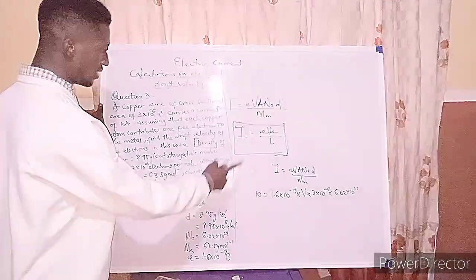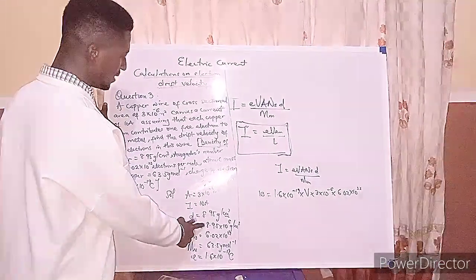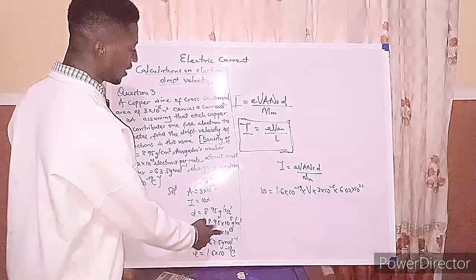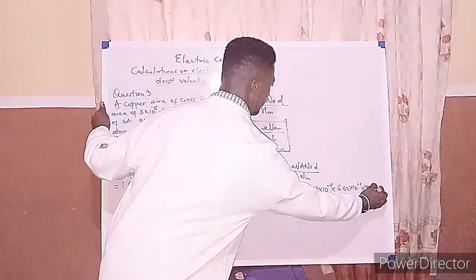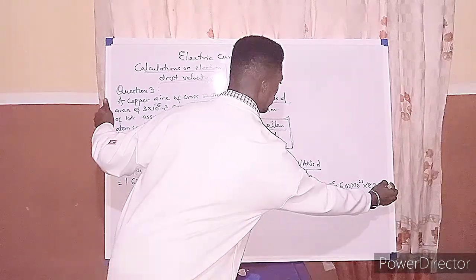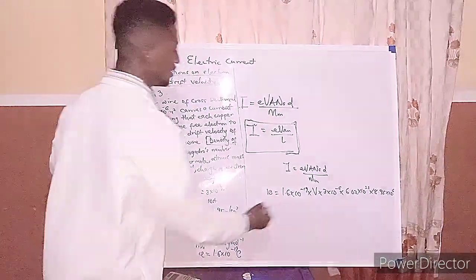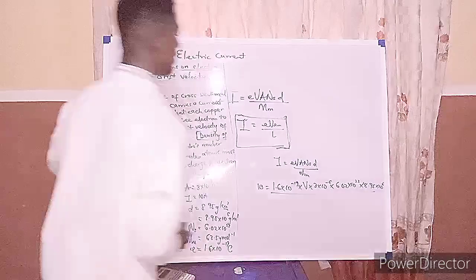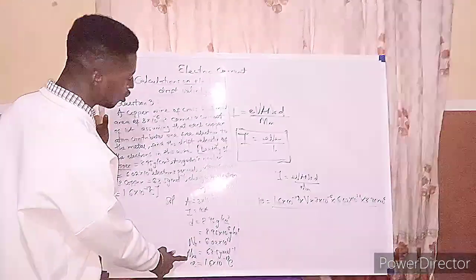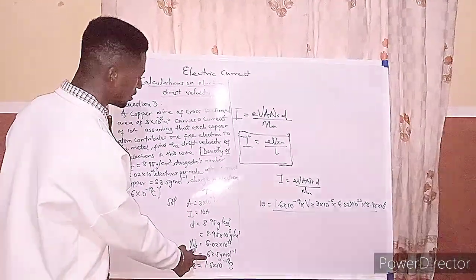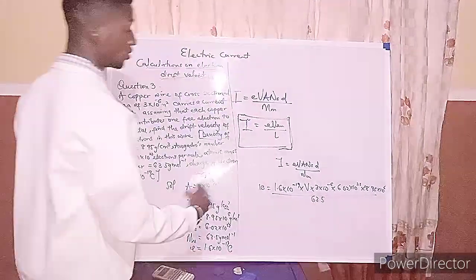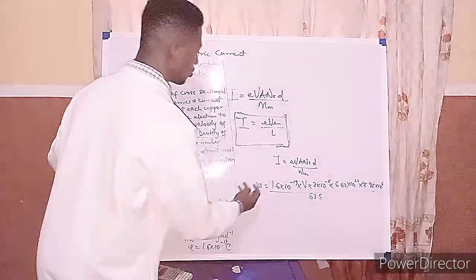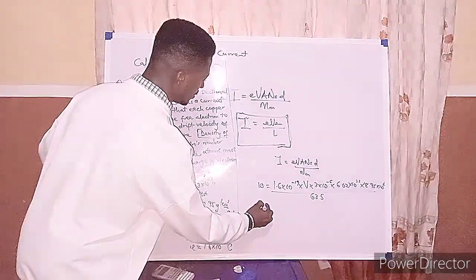What is the remaining one? D, which is density. What have we gotten as our density? 8.95 times 10 to the power 6. Everything divided by M, which is our molar mass. The molar mass is 63.5. Now, as usual, we simply cross multiply, and that gives us 635 is equal to.